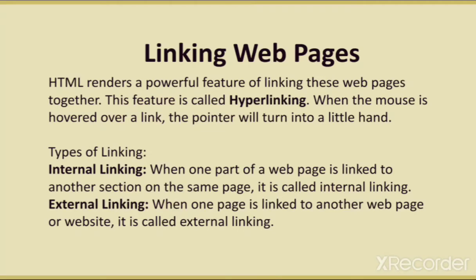So we have two types of linking. One is known as the internal linking and the second is external linking. Internal linking: when one part of a web page is linked to another section of the same page, it is called internal linking. That means that whenever we click on a hyperlink and we just move to the other section of the same web page, that is internal linking.